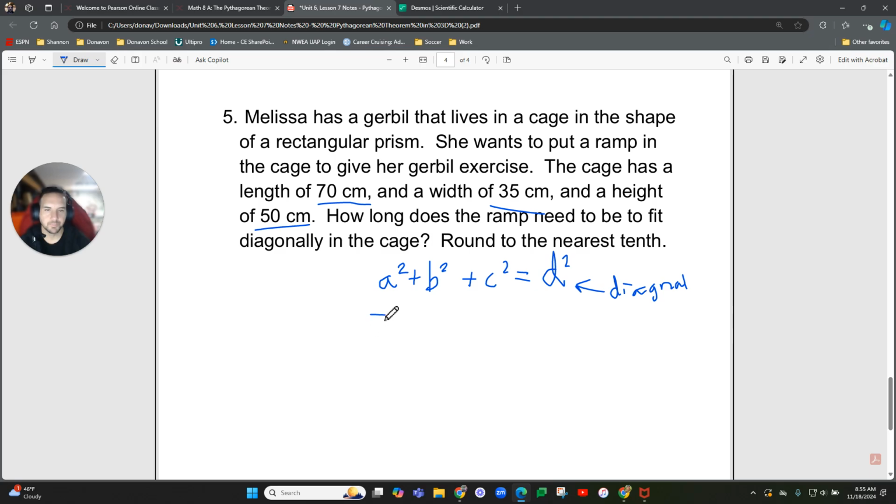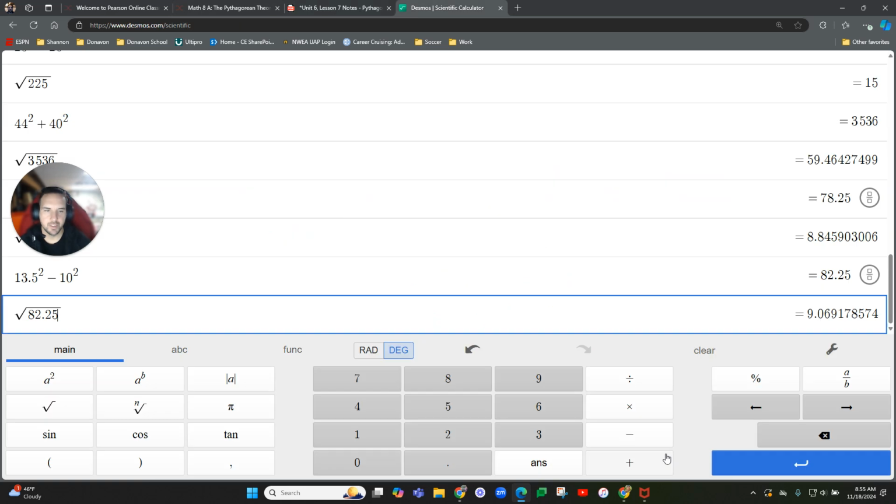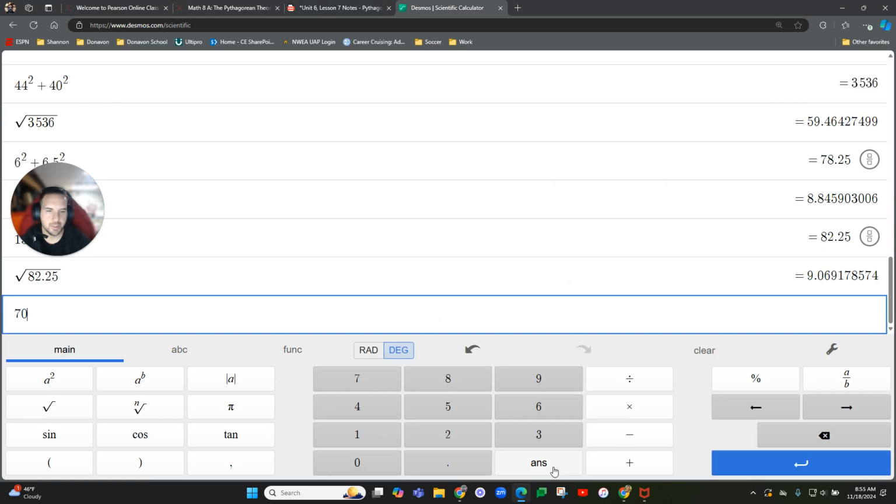Okay, so again, doesn't matter what order I put these in. So 70 squared plus 50 squared plus 35 squared equals our diagonal squared. Okay, so now we're just going to plug it all into Desmos. It's going to be a really big number. 70 squared plus 50 squared plus 35 squared. Those are our three sides, our length, height, and width. So that's 8,625, not quite as big as I thought.